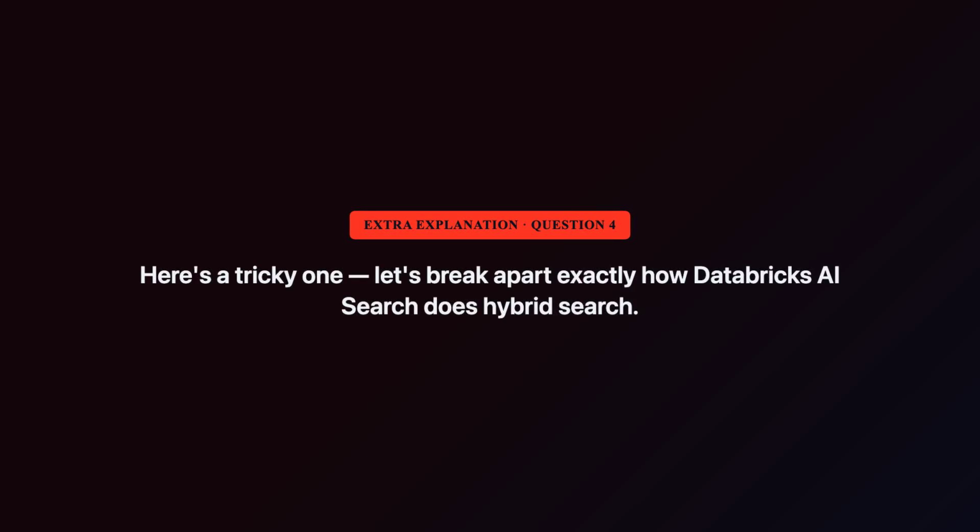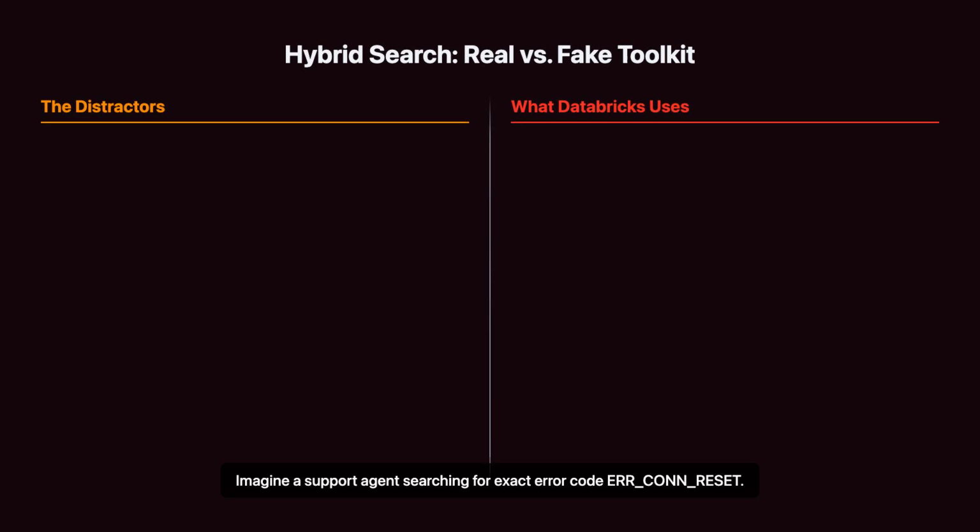Here's a tricky one. Let's break apart exactly how Databricks AI Search does hybrid search. Imagine a support agent searching for exact error code ERR_con_reset. Now another types my connection keeps dropping. Same system, totally different styles. Databricks AI Search uses 3 real pieces.